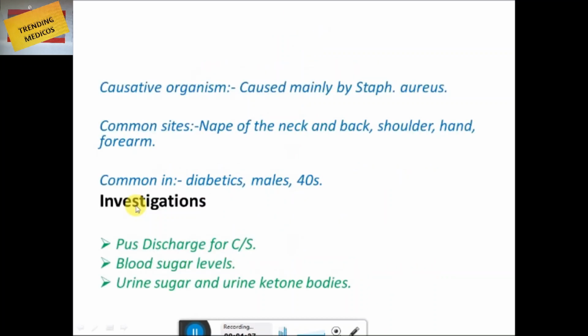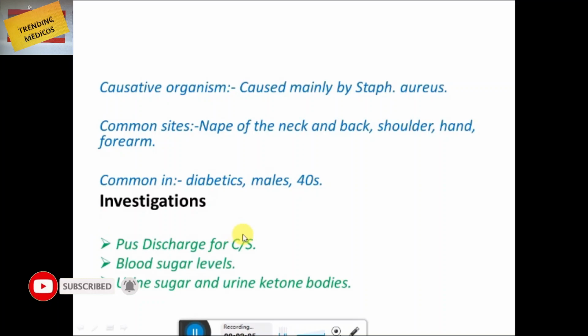So the causative organism is mainly Staph aureus. Common sites are mainly nape of the neck and the back. It can also occur on the shoulder, hand and forearms and other areas also. This is common in patients who are diabetics, and it occurs commonly in males in their 40s.